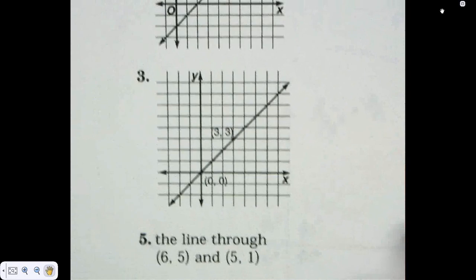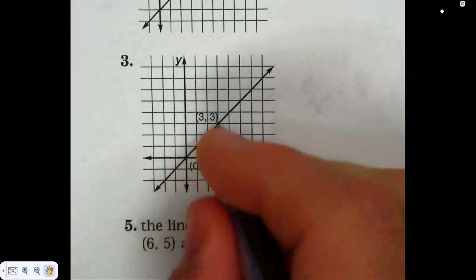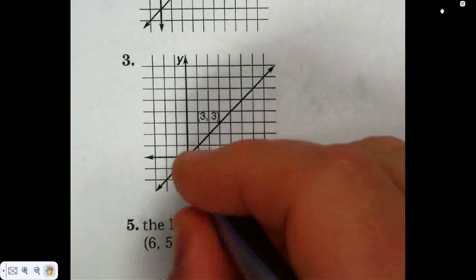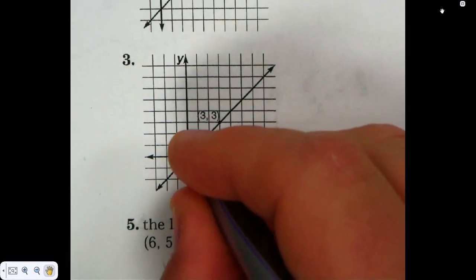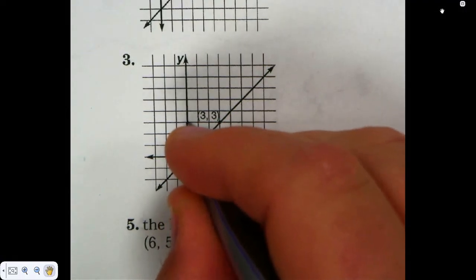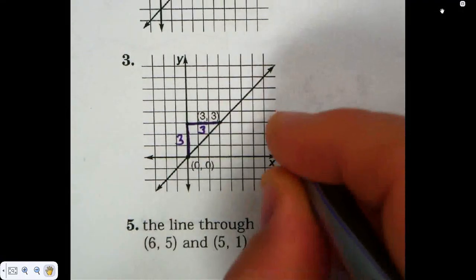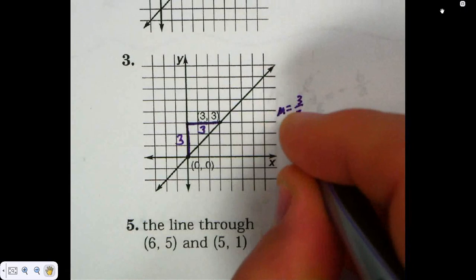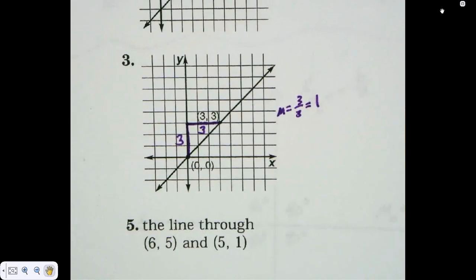Look at number 3. To get from here to here, left to right, I go what? Up 3. 1, 2, 3. To the right, 1, 2, 3. So the slope is 3 over 3, or just what? 1.